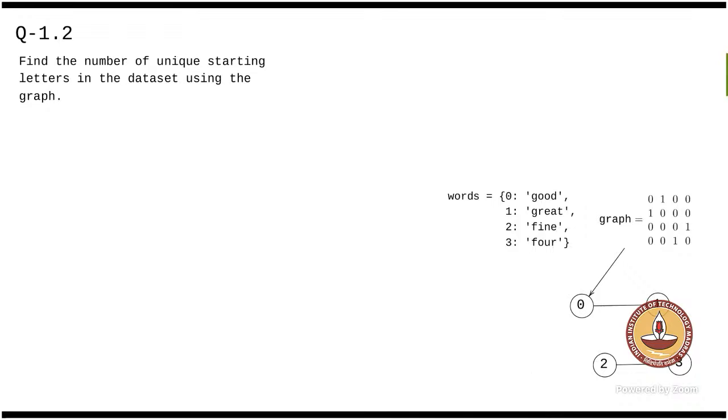But these two connected parts won't share any edges. Do you agree? For example, 0 and 1 share an edge because they start with the same letter. 2 and 3 share an edge, but 2 and 0 do not have an edge because they don't start with the same letter. So what we can do now is explore the graph. We can explore the graph starting at any node.